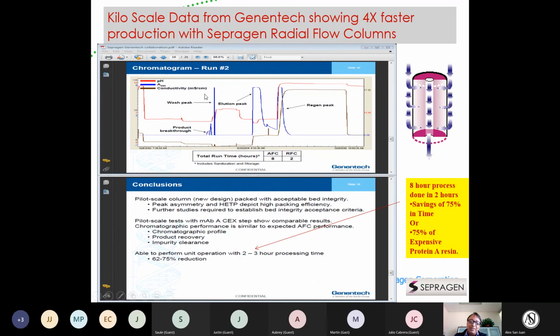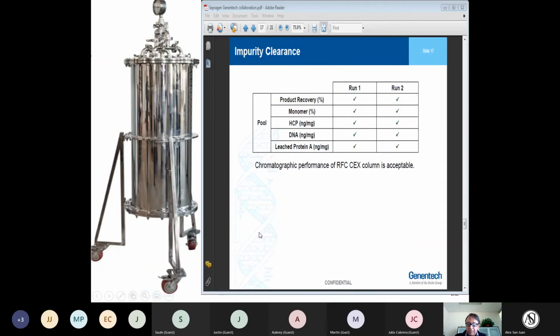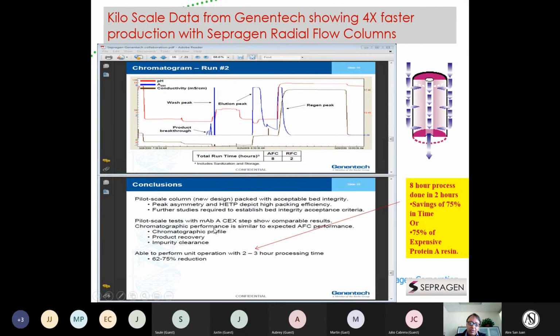with testing these columns. And this is AFC, was their current process on axial flow chromatography. Whereas with the radial flow columns, they were able to accomplish the same process in 2 hours. And their conclusion was that in all respects, the radial flow columns had the same performance, chromatography profile, product recovery, and purity clearance as their current process.